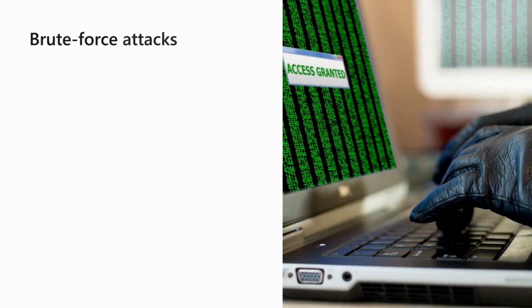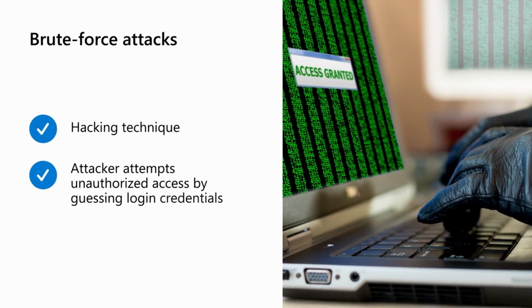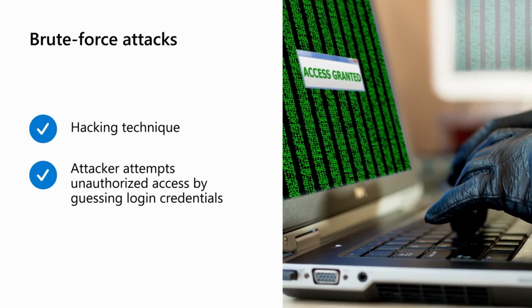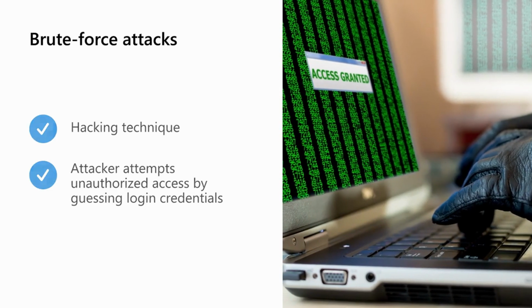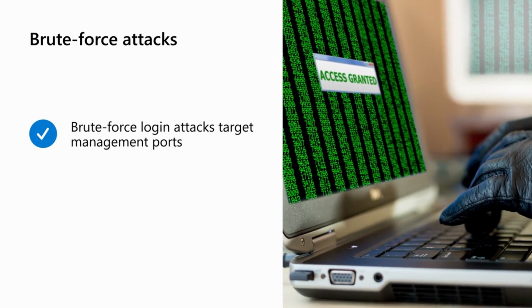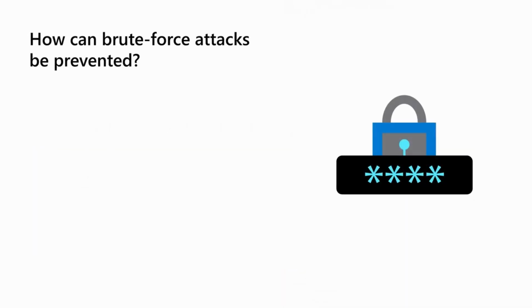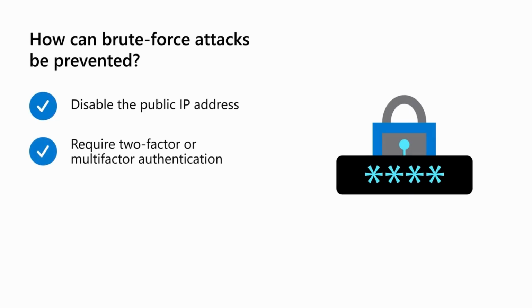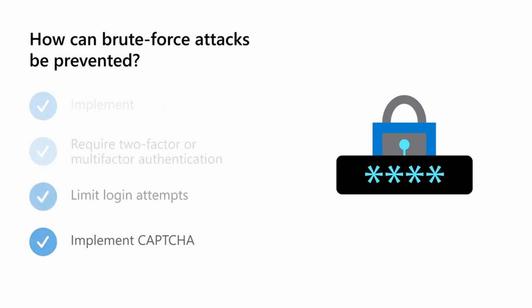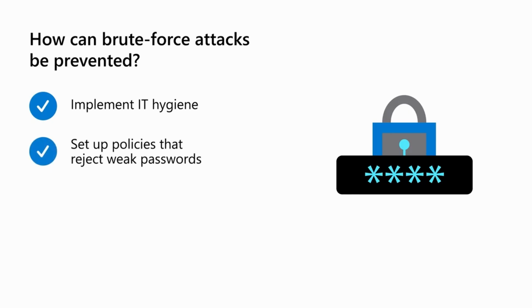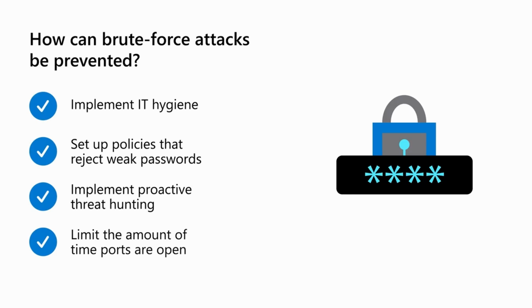Next, you learned about brute force attacks, a hacking technique in which attackers attempt access to a network or system by guessing the username and password combination. You learn that brute force login attacks commonly target management ports to gain access to a virtual machine, VM, or server. You also learn that brute force attacks can be prevented using multiple measures, such as disabling the public IP address, requiring two-factor or multi-factor authentication, limiting login attempts, implementing CAPTCHA, implementing IT hygiene, setting up policies that reject weak passwords, implementing proactive threat hunting, and limiting the amount of time ports are open.